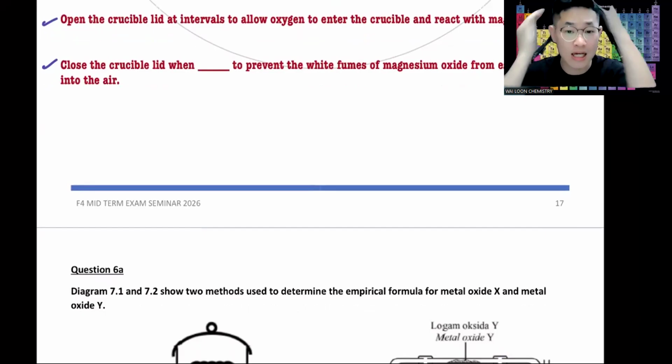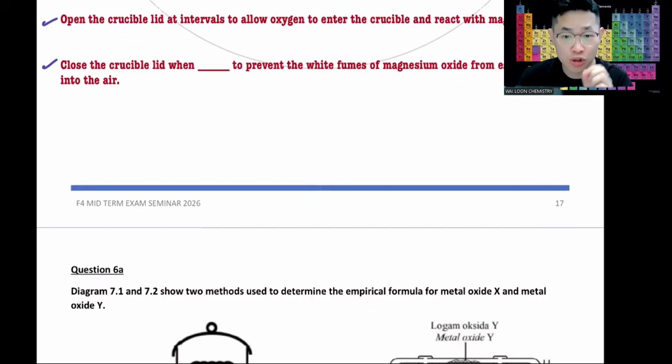Okay, write your own answer. Then you tell me when should we close the crucible lid. Okay, you write your answer first. You write it in your book first. Once you finish writing your answer, then only you tell me when do we have to close the lid.